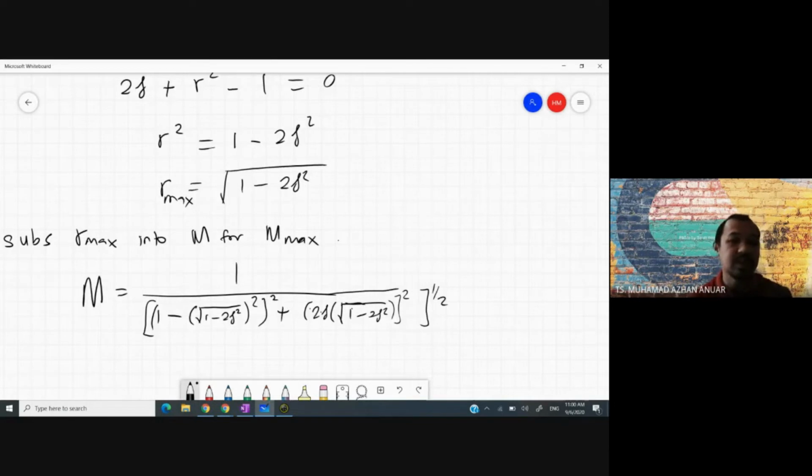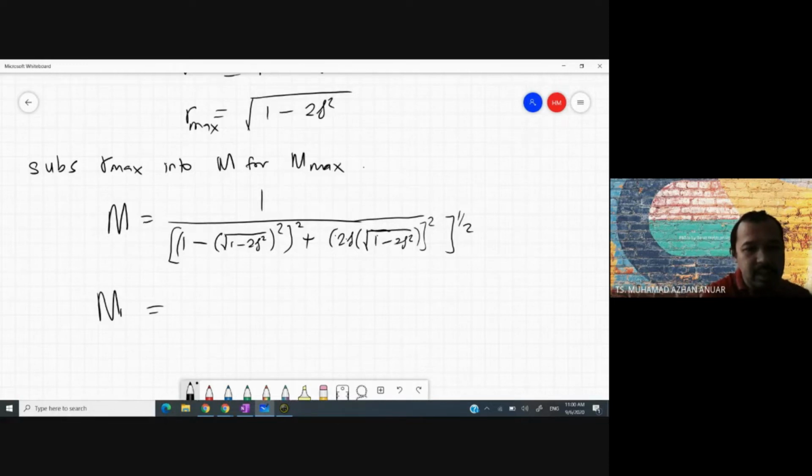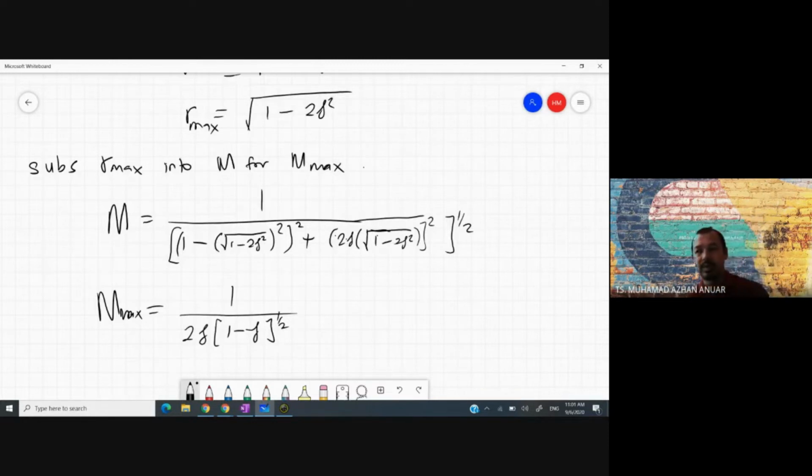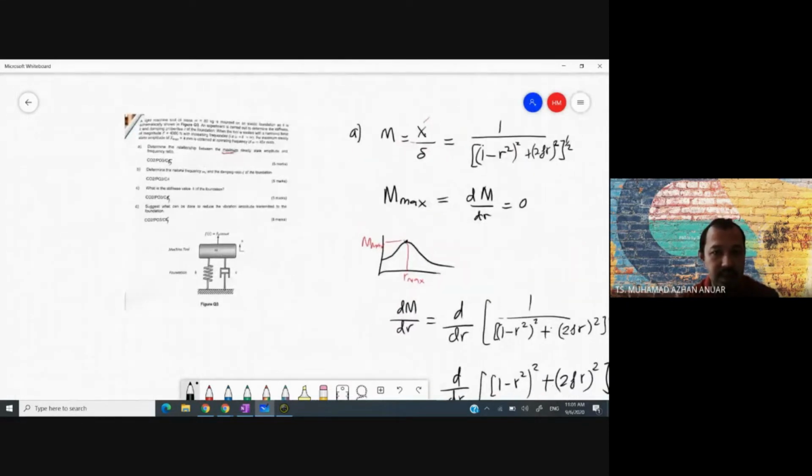We substitute that into the magnification factor equation. If you solve this further, you will get mx is equal to 1 divided by 2 zeta multiplied by the square root of 1 minus zeta squared. So you should get this. This is the answer for question A.